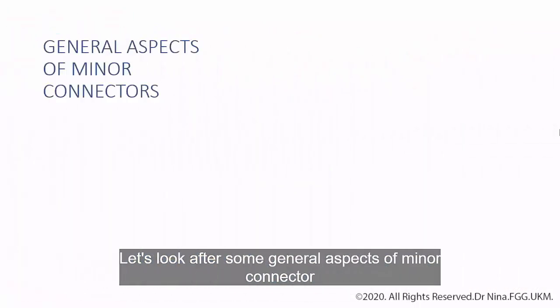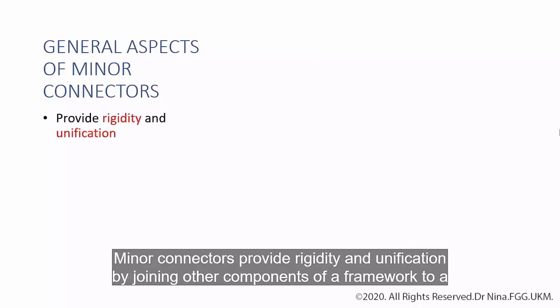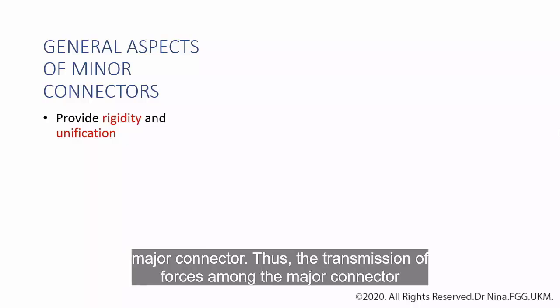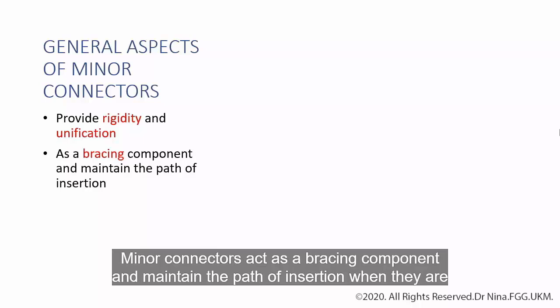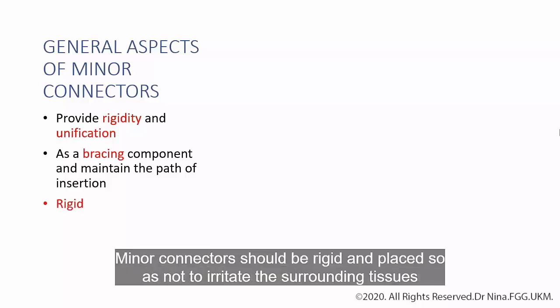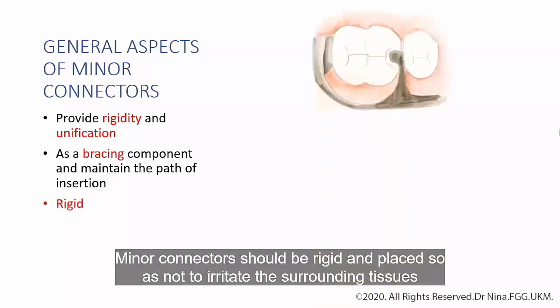Now let's look at some general aspects of minor connectors. Minor connectors should provide rigidity and unification by joining other components of a framework to a major connector. Thus, the transmission of forces among the major connector, abutment teeth and oral tissue can be achieved. Minor connectors should also act as a bracing component and maintain the path of insertion when they are located on guiding planes. Minor connectors should also be rigid and placed so as not to irritate the surrounding tissues.